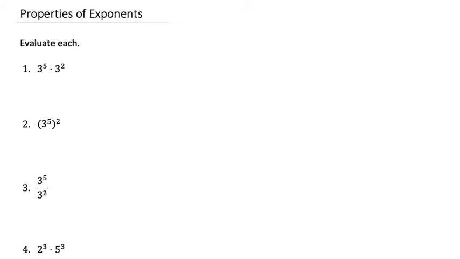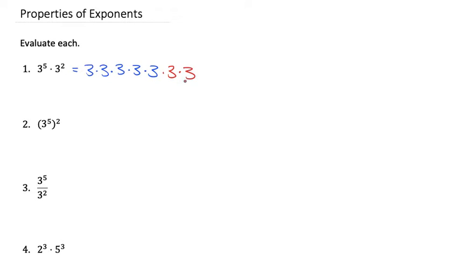In this video, we're going to look at the properties of exponents. In our first example, we're going to evaluate 3 to the 5th times 3 to the 2nd. So 3 to the 5th means that we have 3 multiplied by itself 5 times. The power means how many times that number is multiplied. 3 to the 2nd means that we have 3 multiplied by itself 2 times.